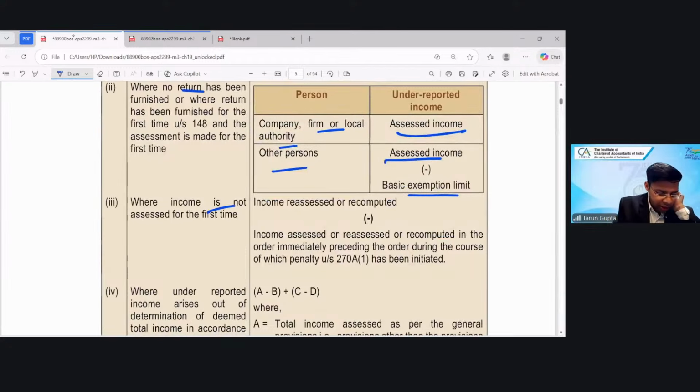Where income is not assessed for the first time, so it's a case of reassessment, it is income reassessed minus income assessed immediately preceding this reassessment, that is, the income assessed in the immediately preceding order.